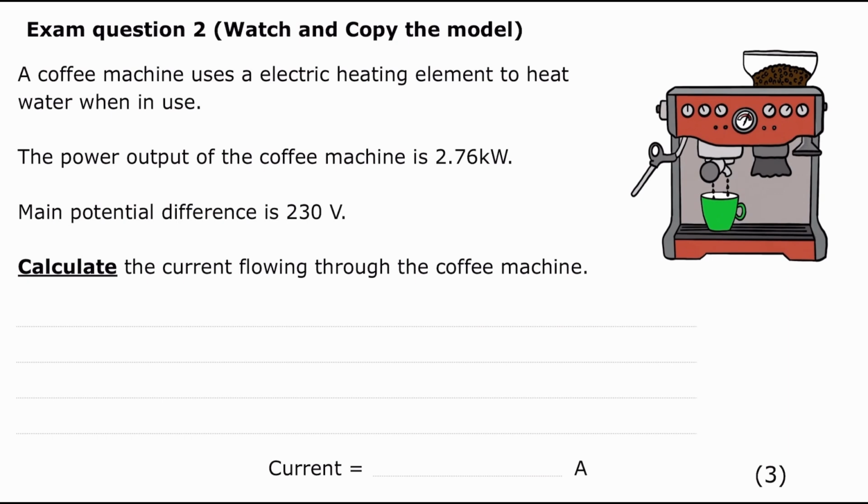Let's do one more together before you try some questions on your own. As always, we start by highlighting the values given in the question and boxing the subject that we need to find. In this case, we're going to be solving for current. Before we move on, let's check whether any conversions are needed using our knowledge of standard units.